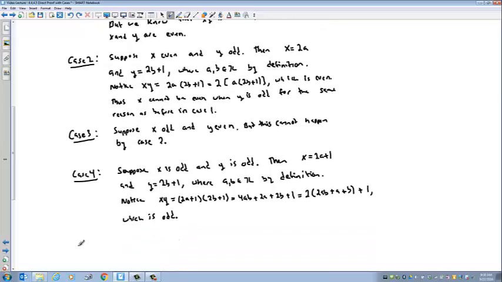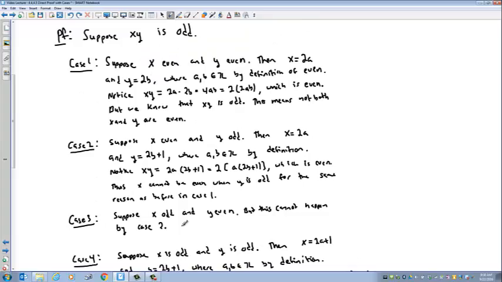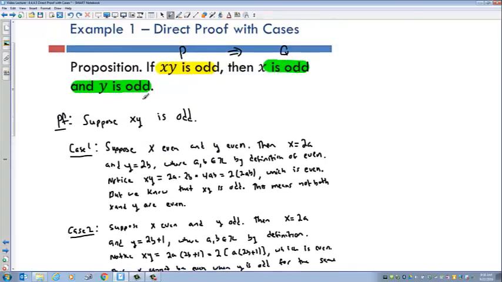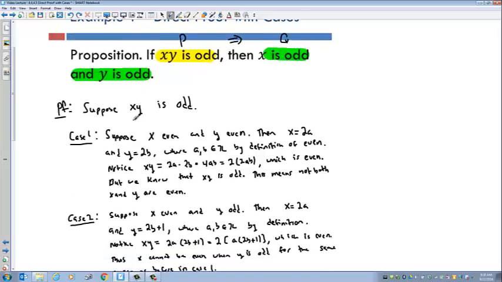So therefore, x and y are both odd. And we did this by cases. So, here the idea is we assume P, and then we just go through case by case. So there are 4 cases basically.